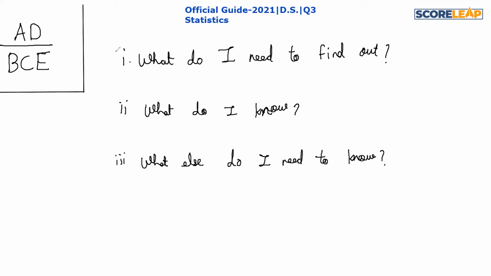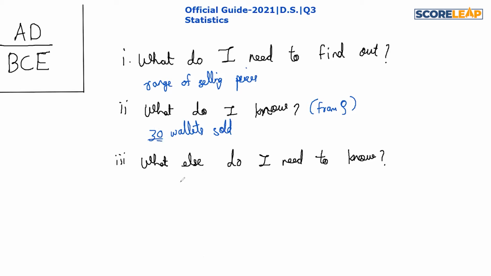What do I need to find out? I need to find out the range of selling prices. What do I know? This is from the question statement. I know that there are 30 wallets sold. 30 wallets were sold yesterday. So I want the range of the selling prices of these 30 wallets sold.